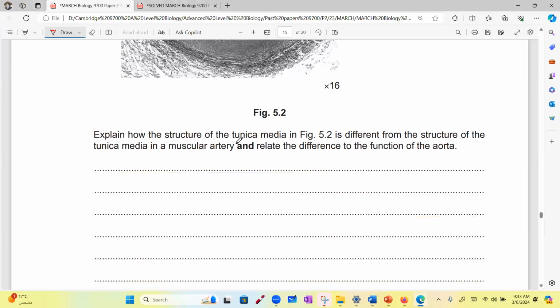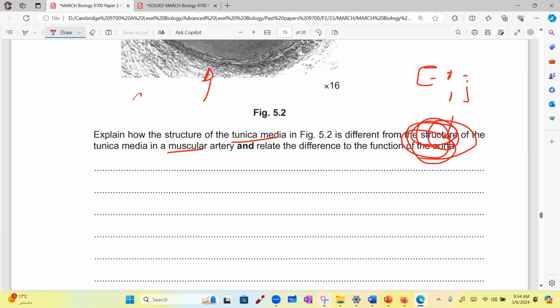Explain how the structure of the tunica media in this figure is different from the structure of the tunica media in a muscular artery, and relate the difference to the function of the aorta. Very good, because that's an elastic artery to withstand the blood pressure, to smooth out a pulsatile flow. So the aorta is an elastic artery, more elastic fibers for the reasons Hedy said, to withstand high blood pressure, to smooth out pulsatile flow, so it doesn't rupture.